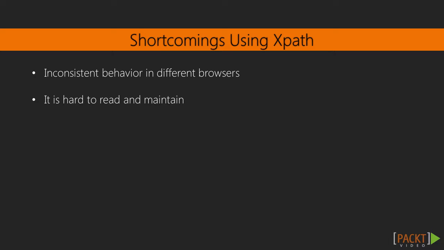Inconsistent behavior in different browsers. It's hard to read and maintain. For these reasons, we recommend using CSS Selector over XPath when parsing HTML. The rvest package in R provides the ability to simply and efficiently harvest data from HTML pages.